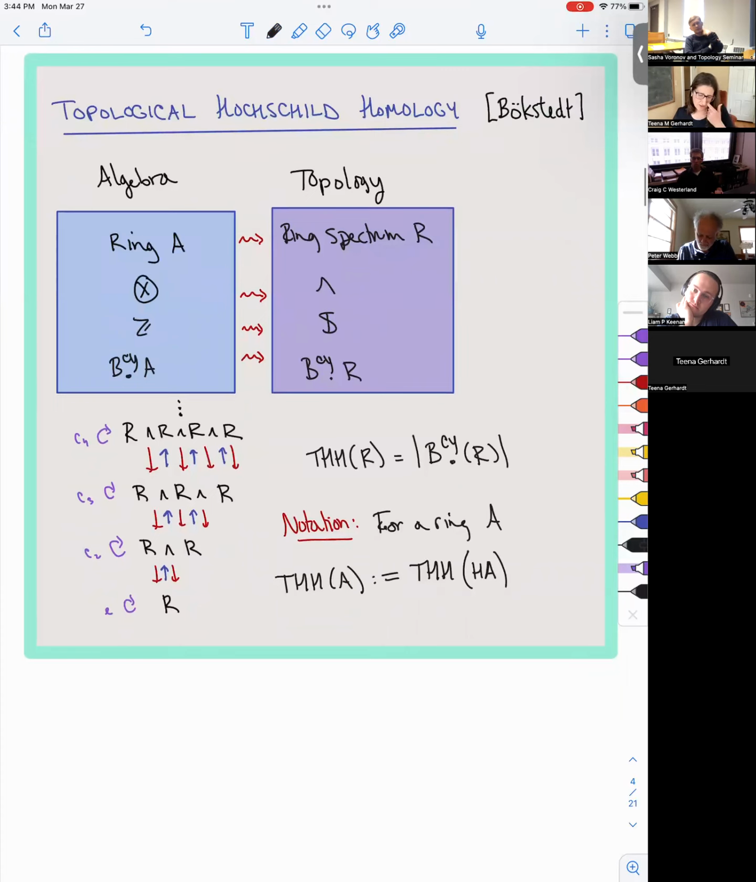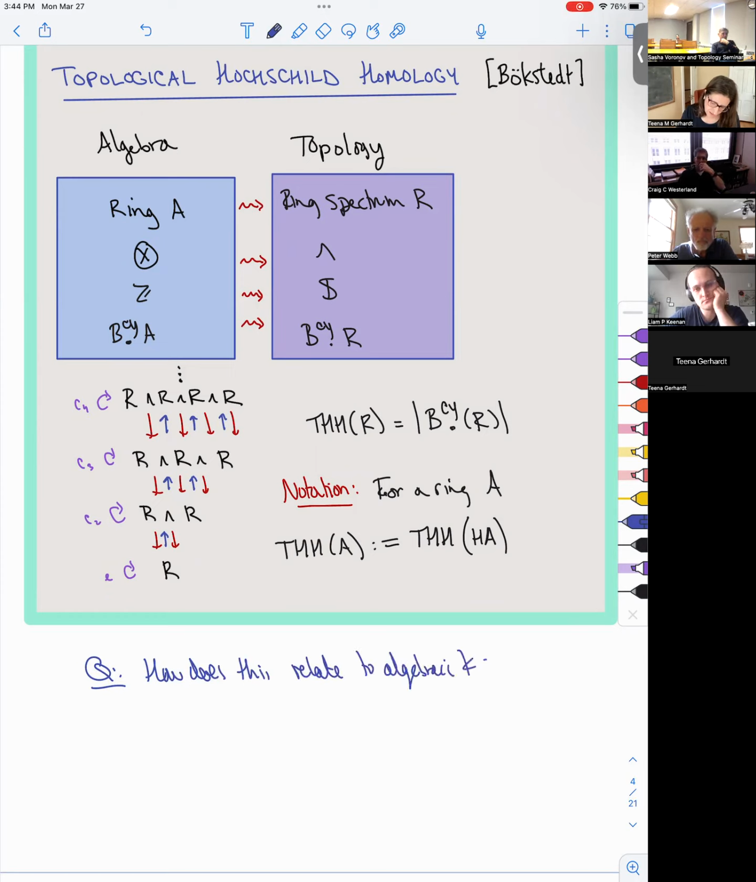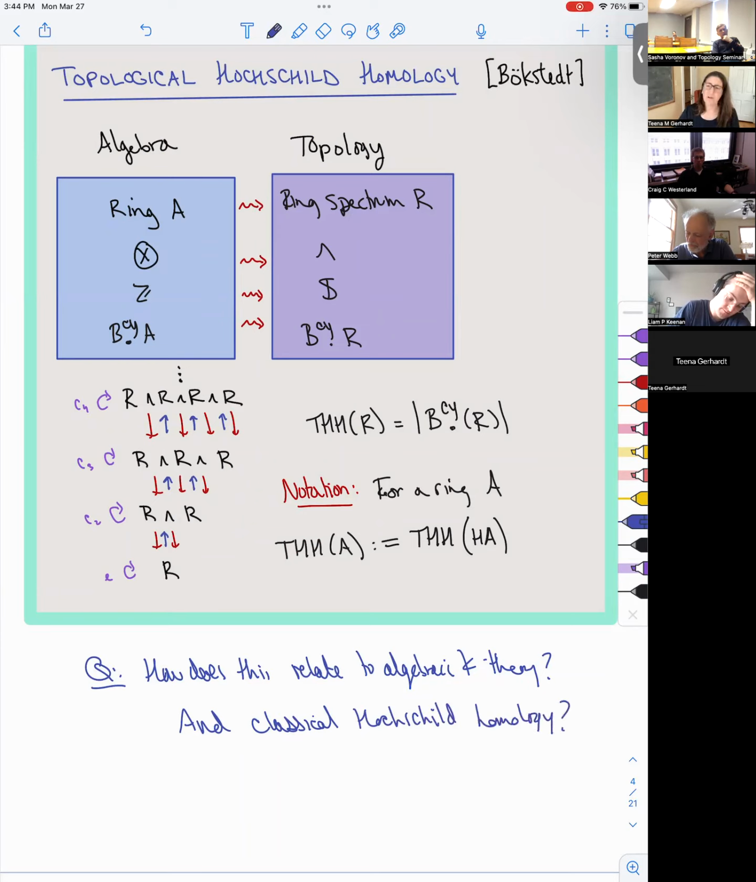Okay, so this is topological Hochschild homology, and I have two questions I want to talk about related to THH. The first one is, I said we were trying to understand K-theory. So the first question is, how does this relate to algebraic K-theory? I actually want to ask another question, which is, how does it relate to classical Hochschild homology? So this is a topological version, but is it related to my original theory of Hochschild homology that we had a moment ago? I'm going to start with the second question first.